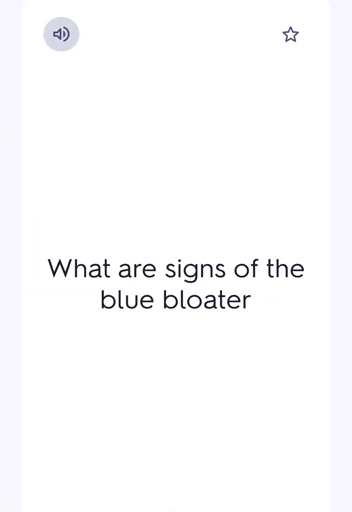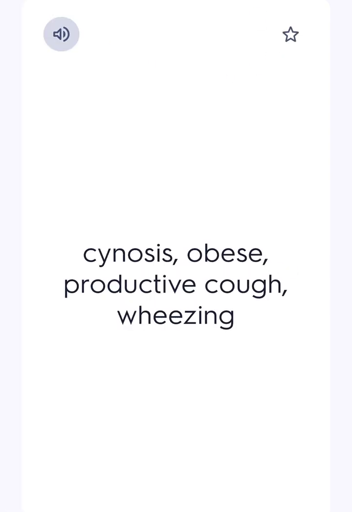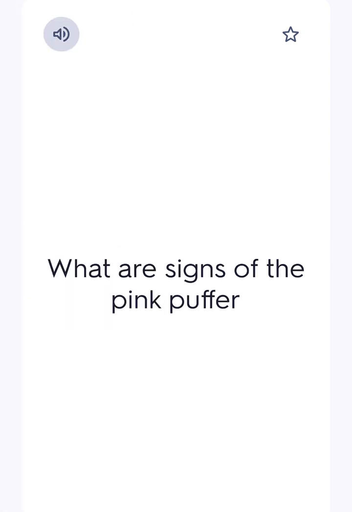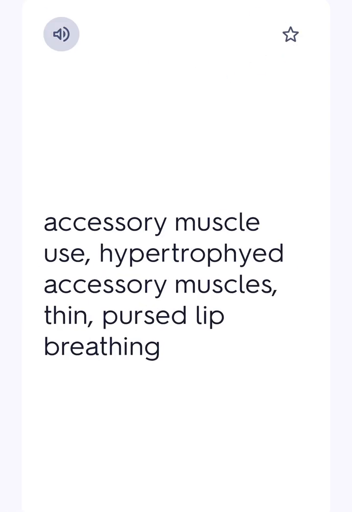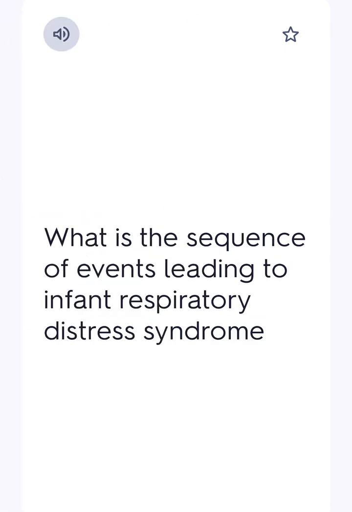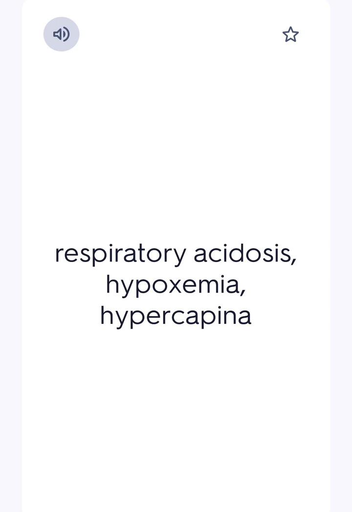What are signs of the blue bloater? Cyanosis, obese, productive cough, wheezing. What are signs of the pink puffer? Accessory muscle use, hypertrophied accessory muscles, thin, pursed lip breathing. What is the sequence of events leading to infant respiratory distress syndrome? Respiratory acidosis, hypoxemia, hypercapnia.